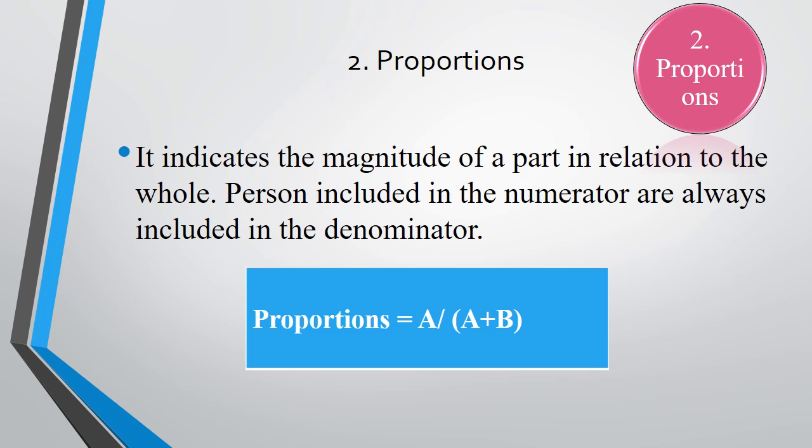For example, the malnourished children, which we have taken in the numerator, is A, divided by A plus B, the whole under 5 children. The whole under 5 children includes the malnourished children also. So the persons included in the numerator are always included in the denominator. We can find out how many of them are affected in the total population. So this is about the proportions.